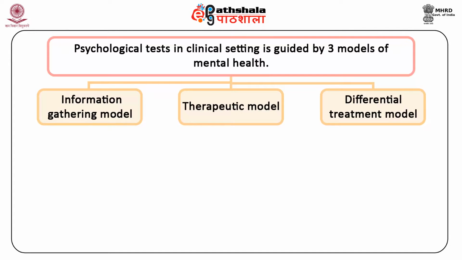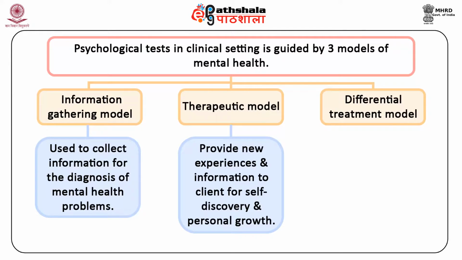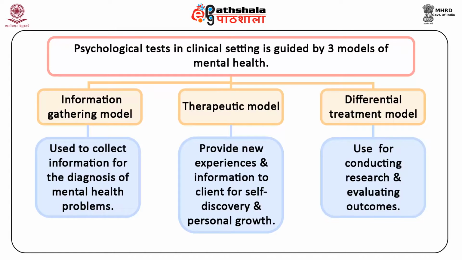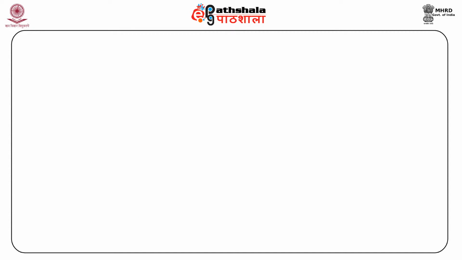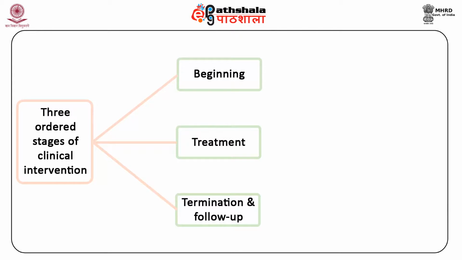Information gathering model is used to collect information for the diagnosis of the mental health problems. The psychological tests in the therapeutic model provide new experiences and information to the client for self-discovery, personal growth, and development. The differential treatment represents the use of tests for conducting research and evaluating the outcomes of the intervention programs. Therefore, there are three ordered stages of clinical intervention: beginning, treatment, and termination and follow-up.